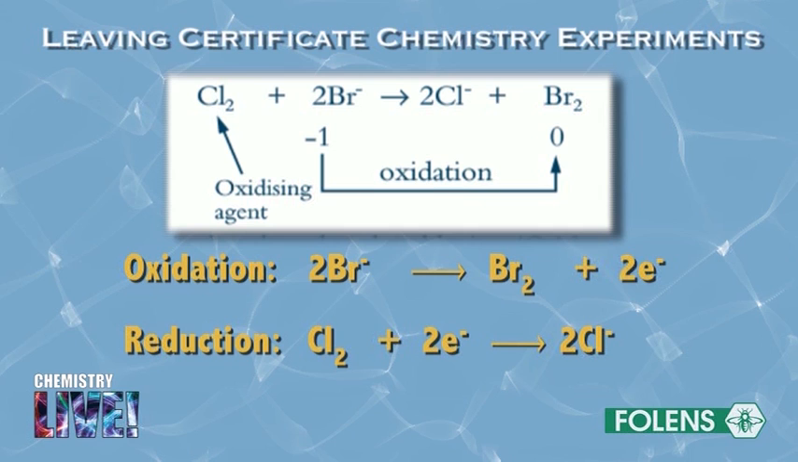We can conclude from this experiment that the chlorine displaces bromine from a solution of a bromide salt. This reaction is used to extract bromine from bromide salts in seawater.